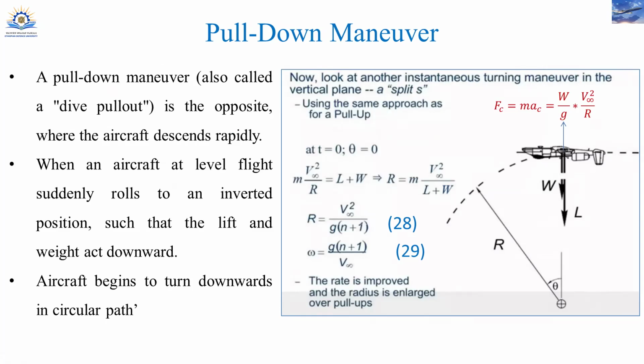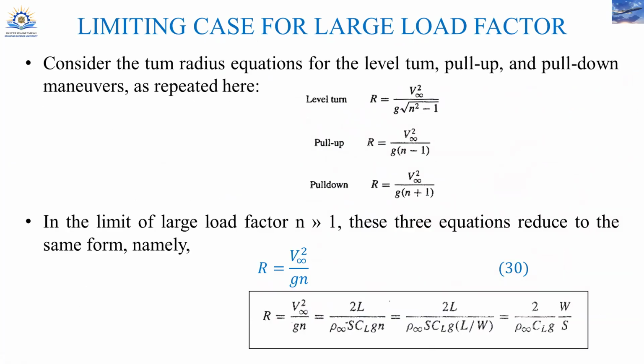So these are the pull up and pull down maneuvers, the limiting cases. These are just the summaries. In the level turn, R is equal to V square over G times radical of N square minus 1. Yeah, you can observe them.